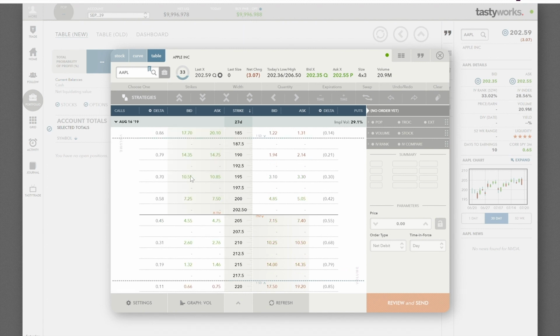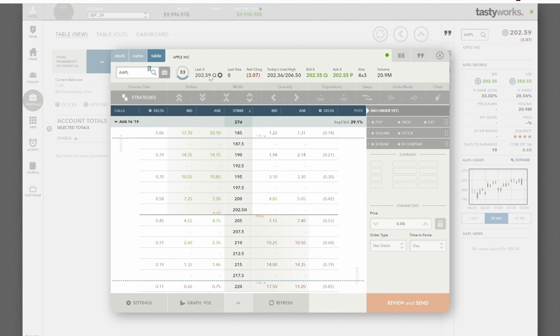So we're going to just take a look at the monthly, the August 16th. That means whatever options you're trading here are going to expire on August 16th after the close on Friday. The other thing we're looking at here is how many days are remaining to August 16th. We've got 27 days left. Implied volatility is 29%. I won't go into that right now, but let's take a look.